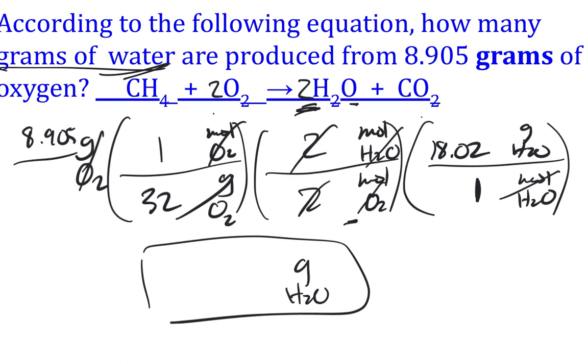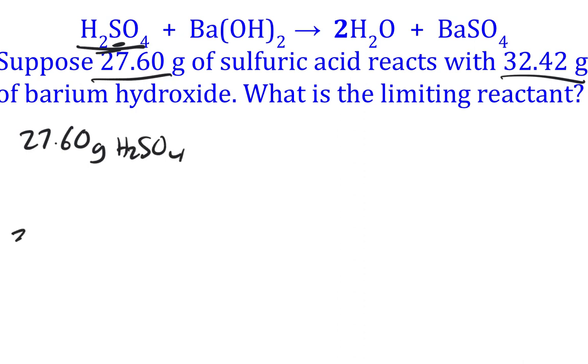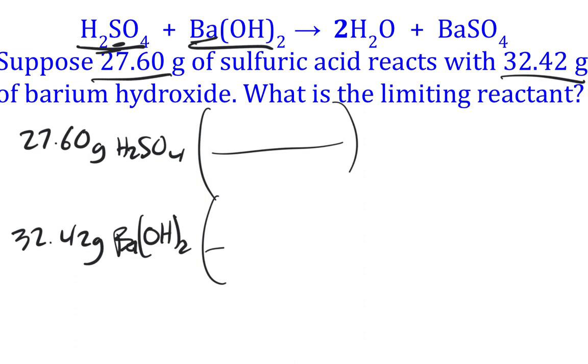4 sig figs again. This one, some people were a little confused, but once again, the rule for limiting reactant is convert both of the mass or volume given. Sulfuric acid has to be this one because it doesn't have the word barium in it, and it has the S for sulfur. And then 32.42 gram of barium hydroxide has to be this one because of the barium. And the rule is, once again, convert both of them into just mole of one of the products. It doesn't matter which product, but it has to be the same one for both of them.